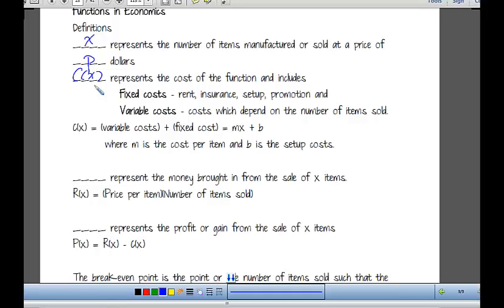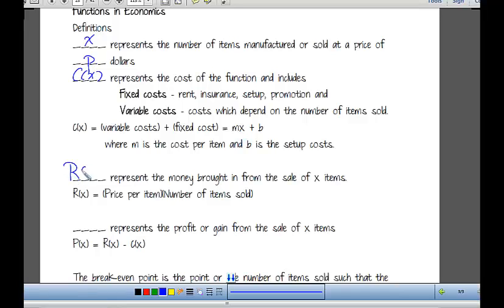Okay? So in short, our cost function is equal to variable costs plus fixed costs, or mx plus b. Mx plus b is our slope-intercept form of the equation of the line, where the slope is applied to each individual item. So that's going to be our variable cost. And b is the cost that we incur, or the setup cost that we have before we even make the first item.